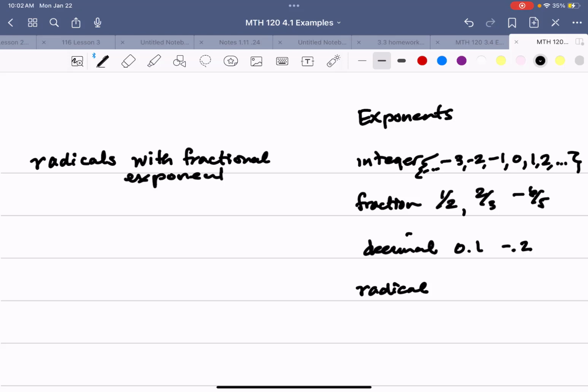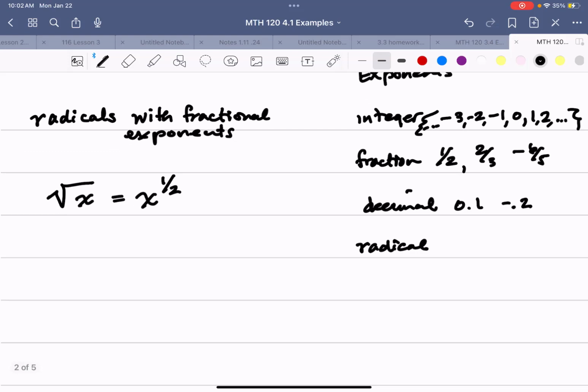So just as a quick reminder, the square root of x can be written x to the 1/2. And that's the one you'll see most often, the square root. But if you had a cube root, you could write that x to the 1/3. If you had a fifth root, etc., it would be x to the 1/5. So we'll run into some of these different kinds of exponents as we apply the power rule. Power meaning exponent.